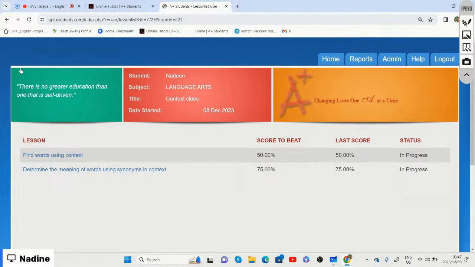All right, so that is now the end of our lesson on context clues. Context clues is where certain words stand out, and we'll be able to find the meaning of a word based on certain words that stand out, or we'll be able to determine the meaning of a word using synonyms within a context.